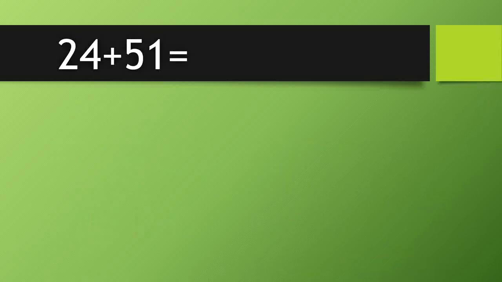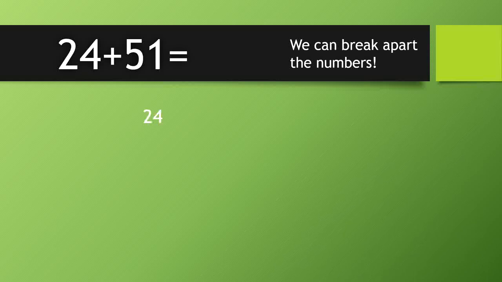24 plus 51. What strategy should we use this time? We can break apart the numbers. Great idea. Let's do it. 24 plus 51 equals blank. Let's break apart 24 first.